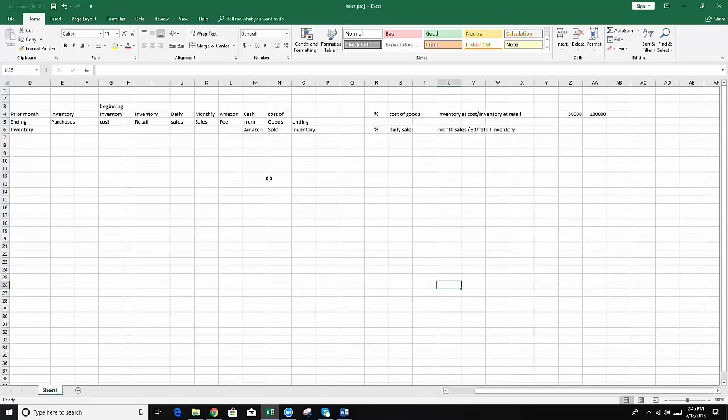The other number we need is your daily sales percentage. If you take the last month that you have and divide it by 30 days, you'll come up with how much you sold per day on average. If you divide that into the retail inventory, you'll come up with a percentage. In our case, I think we'll use $2,000 a day.